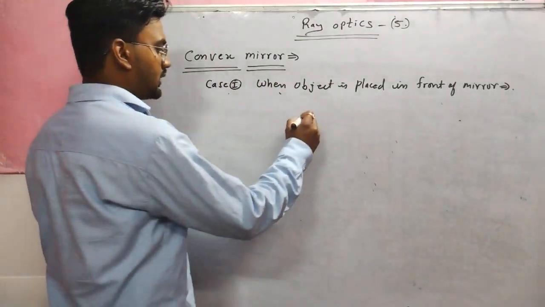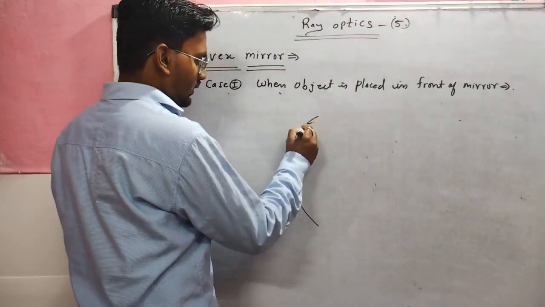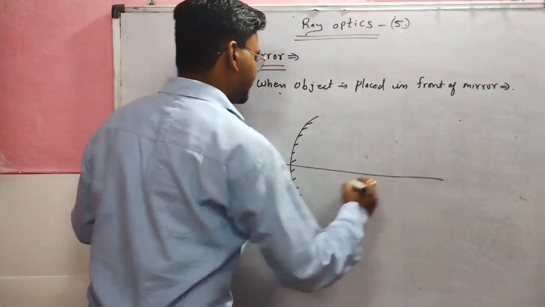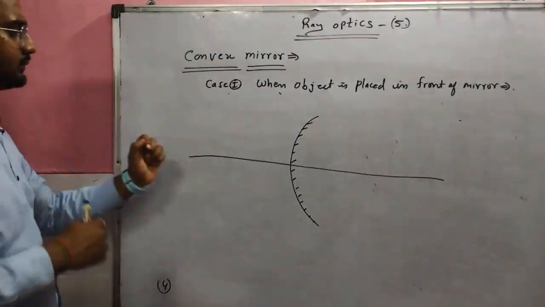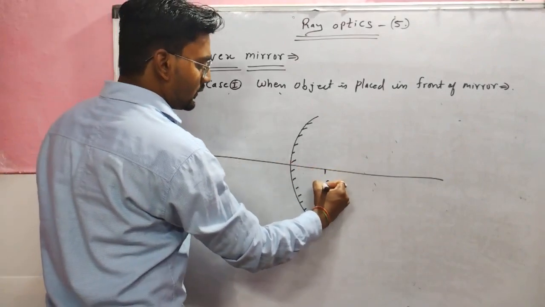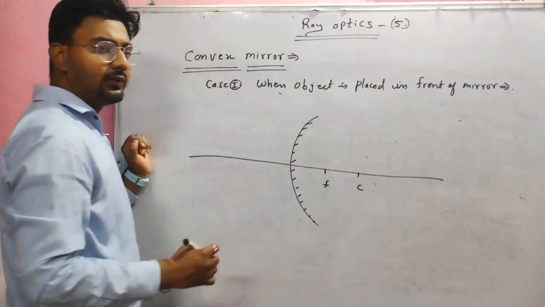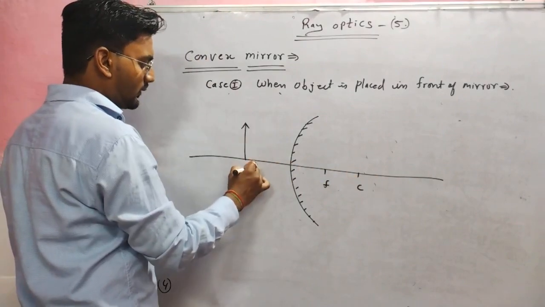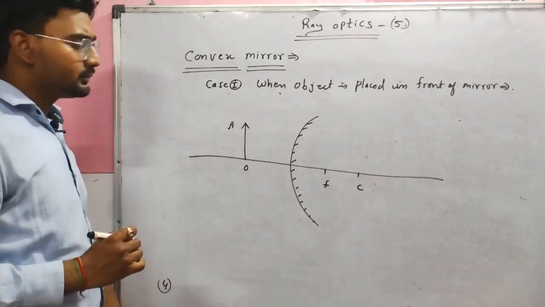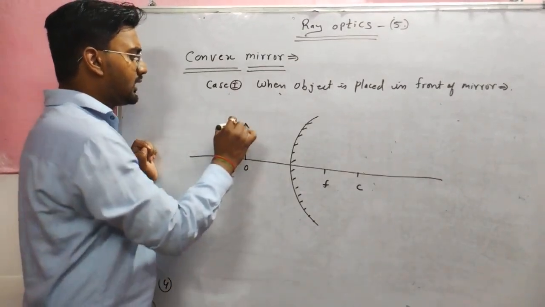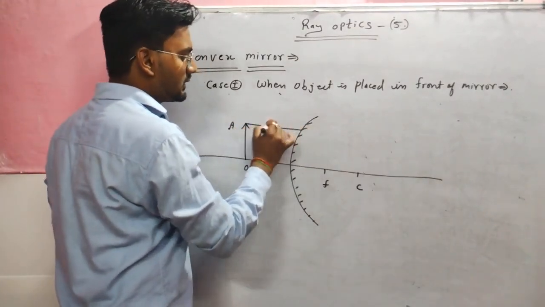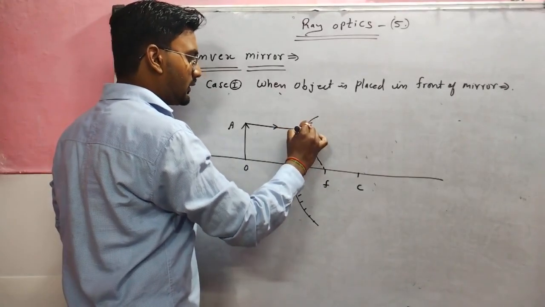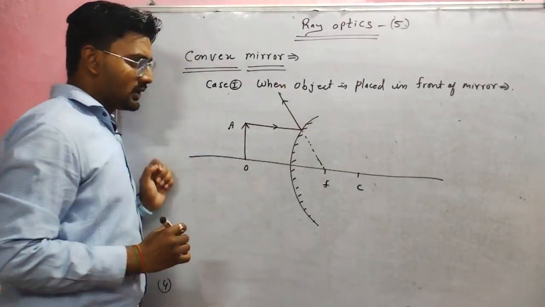First case, when the object is placed in front of the convex mirror. So see here, this is our convex mirror, and here is the focus, and here is center of curvature. Okay, and suppose this is our object OA, and when the light ray is parallel to the principal axis, then after reflection it will pass from the focus. So this image is formed.